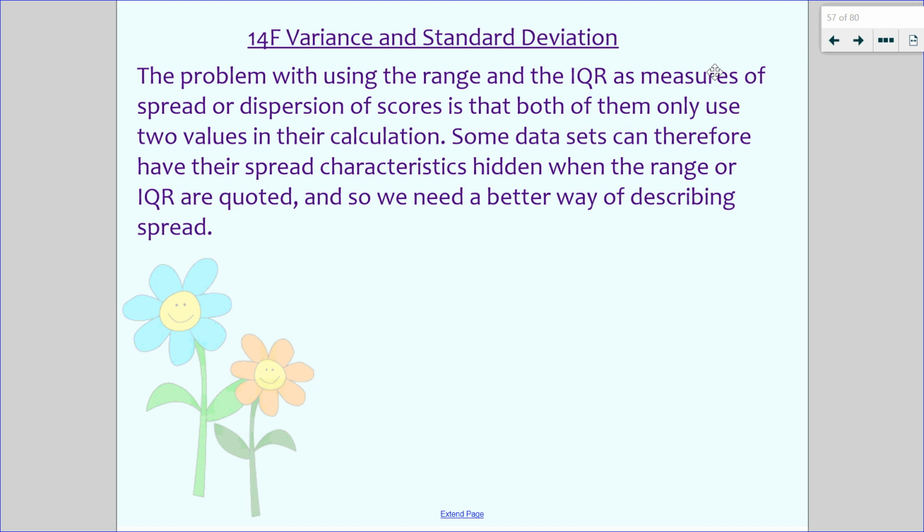So variance and standard deviation is a much stronger way of figuring out how spread out data is. We're going to learn how to do this by hand. That's what today is going to be about, and then we're going to practice it ourselves. This is 14F in your packets.